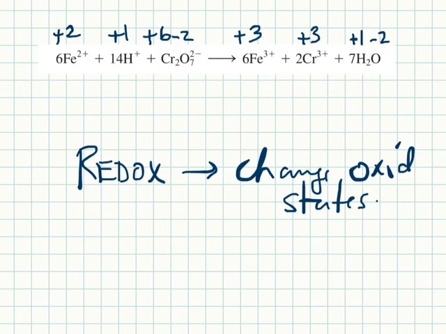Now let's be more specific. The Fe2+ becomes Fe3+, and that means the oxidation state went up. It went from 2 to 3. If it goes up, you are losing electrons. Lose 1 electron to go from +2 to +3. And LEO means losing electrons is oxidation.